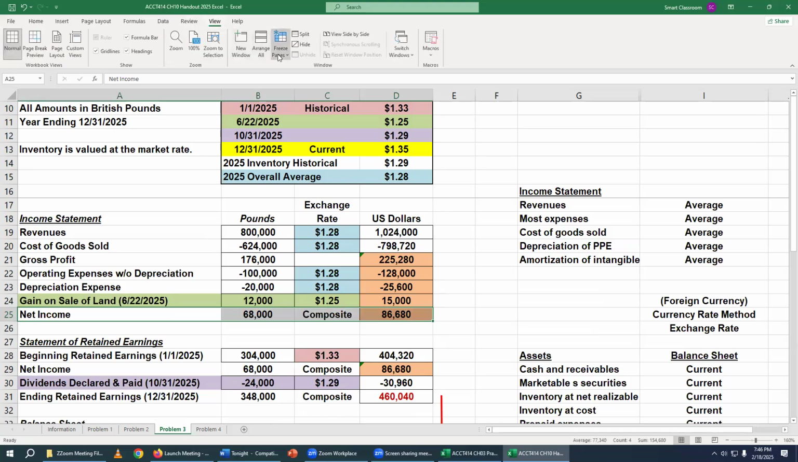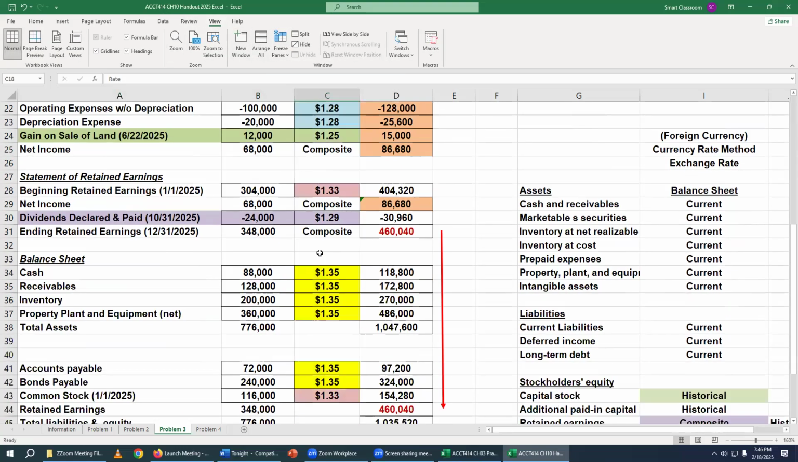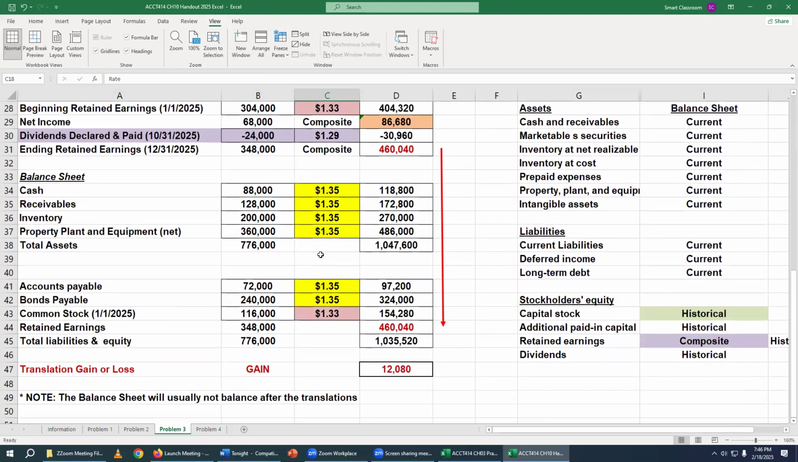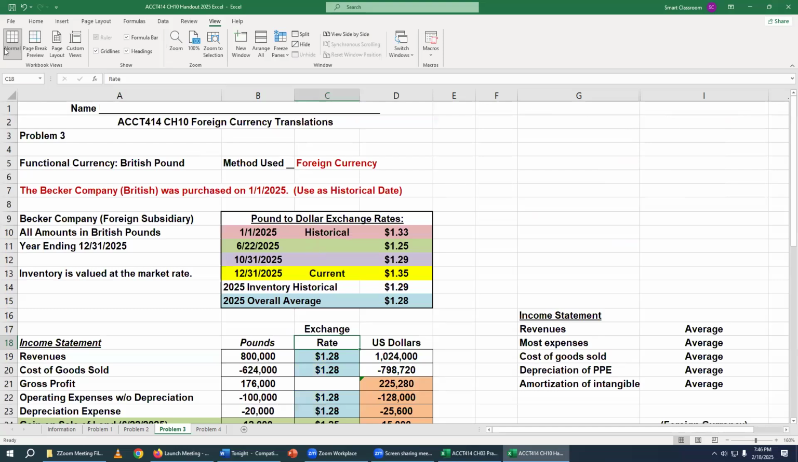Freeze these panes. Okay. Any question on that? Okay, let's stop there. We'll do the temporal method. Temporal methods are a little bit more tricky.